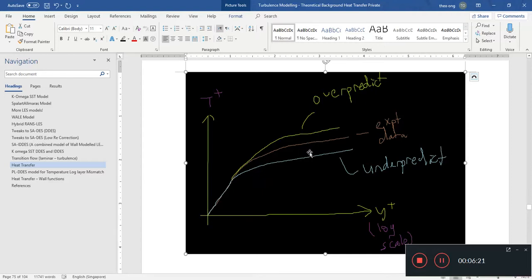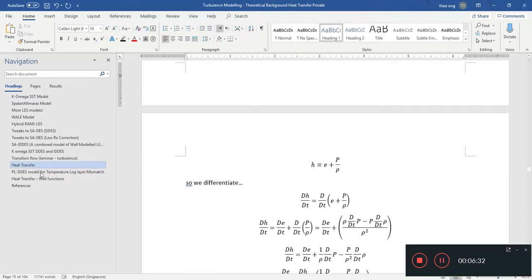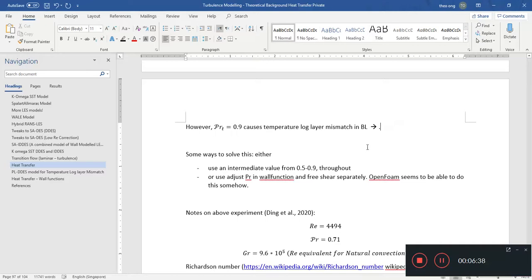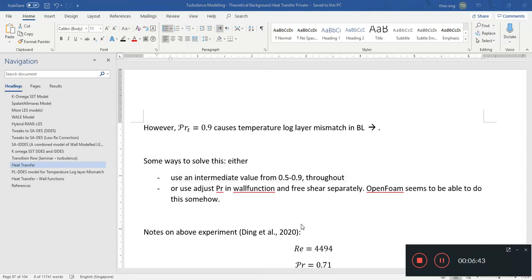And of course, you want to use a RANS model near the wall for DES type models. So this is a very common thing when you have this log layer mismatch. How can you deal with it? Either you use an intermediate value, or you try to have a dynamic Prandtl number, or you have a wall function of the Prandtl number where the turbulent Prandtl number changes as you go further away from the wall, or you can try to adjust the Prandtl number in the wall function in your CFD code and the free shear region separately.